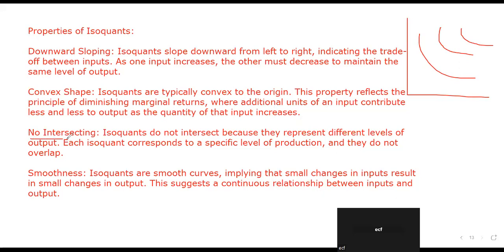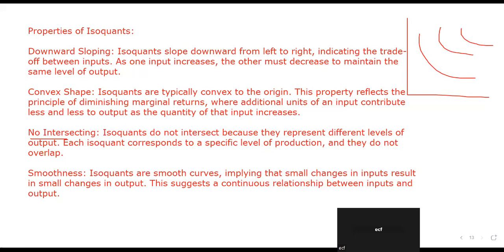They don't intersect, they don't crisscross, they are parallel to each other. This is because they represent different levels of output, and each isoquant corresponds to a specific production level. They don't overlap. Isoquants are smooth, implying that small changes in input result in small changes in output. This suggests that there's a continuous relationship between inputs and outputs. That is regarding the isoquants.